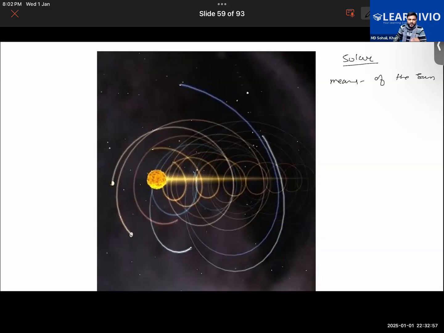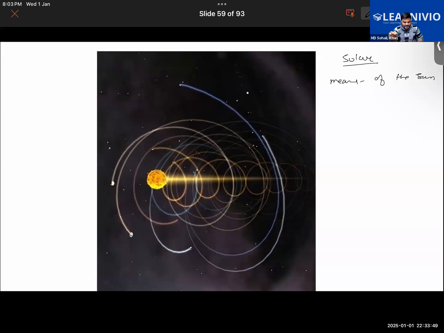So solar means of the sun, right? The solar system is the sun and its family of objects revolving around it, and all of them revolve around the sun because the sun is the gigantic body here, and its gravitational field is more powerful. Hence all the objects revolve around it. Apart from the planets and the moons, there are millions of smaller objects like asteroids, comets, and meteoroids that also revolve around the sun. So we can define the solar system as consisting of the sun, the 8 planets, their satellites, and millions of smaller celestial objects such as asteroids, comets, and meteoroids.